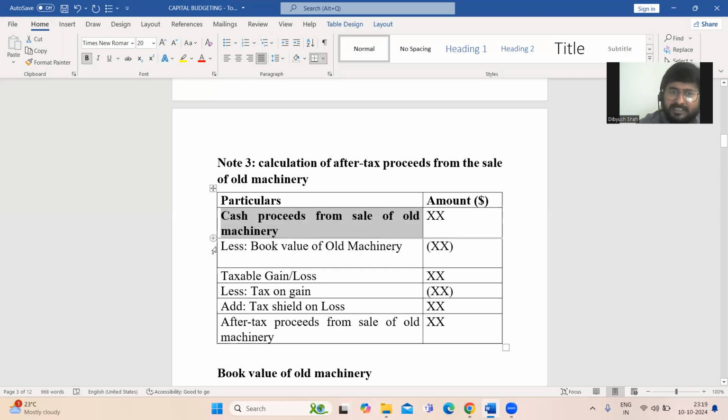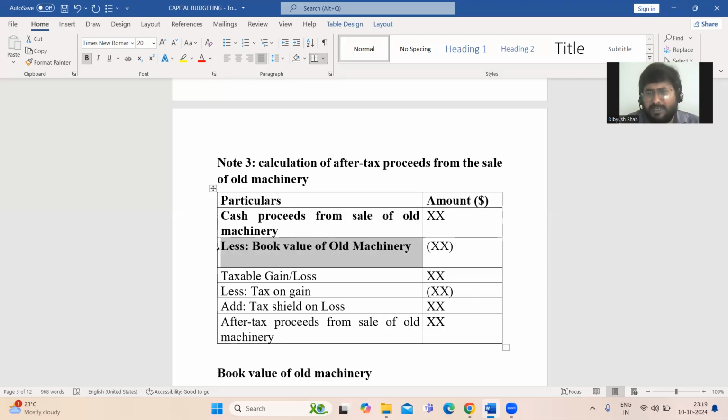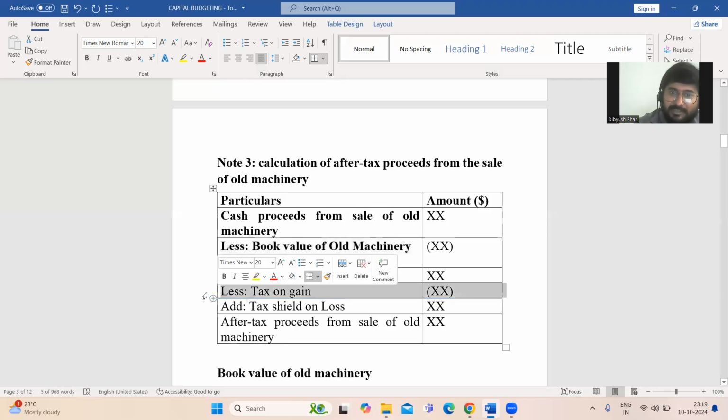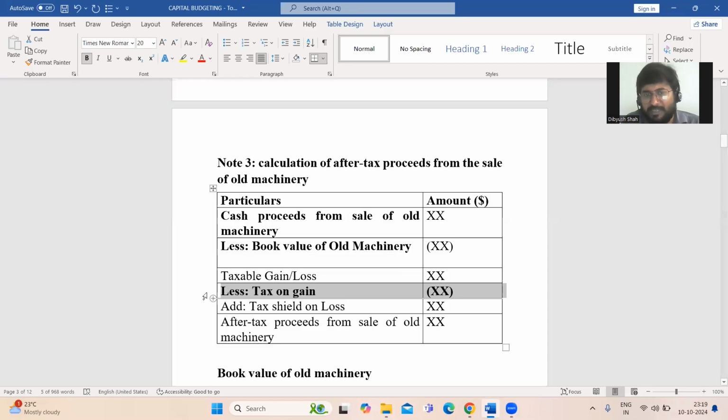If your cash received is greater than the value of the machinery in the books, you will always have a gain in the books. If your cash proceeds is less, you will always have a loss. Now remember, if it is a gain, you have to pay some tax to the government, whatever is your tax rate. But if there is a loss, government will have to give you some share of cash.